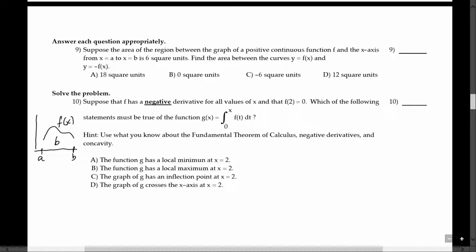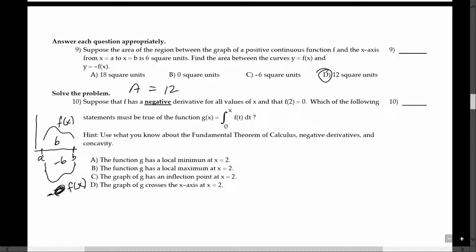And we want to know the area between the function f of x and y equal minus f of x. And that would be, if I can draw it upside down, minus f of x. And this area would be minus 6. And so the area is going to be 12. So the answer is D.